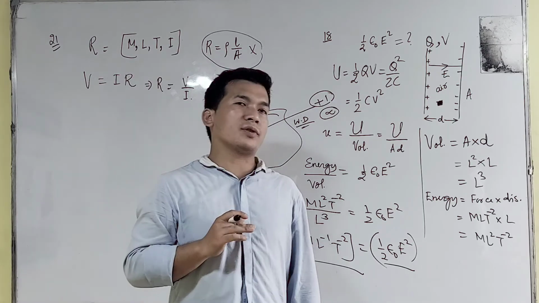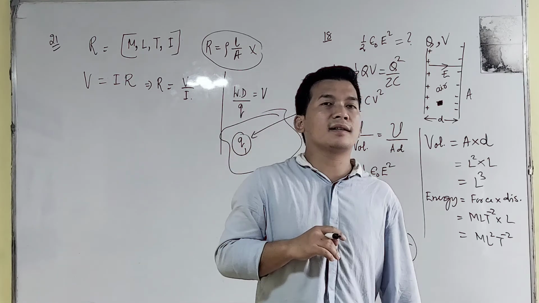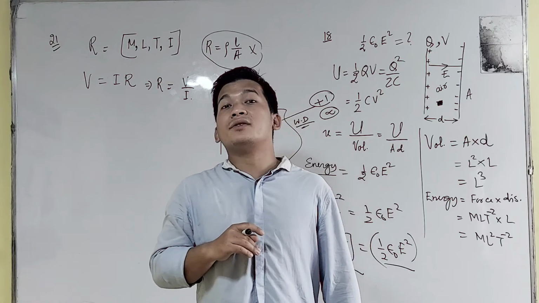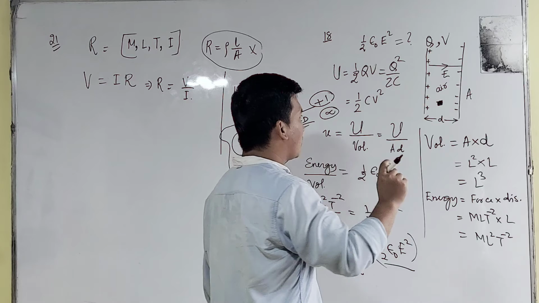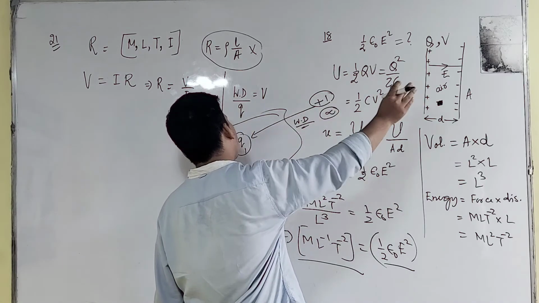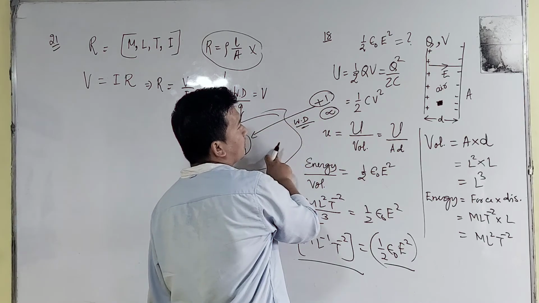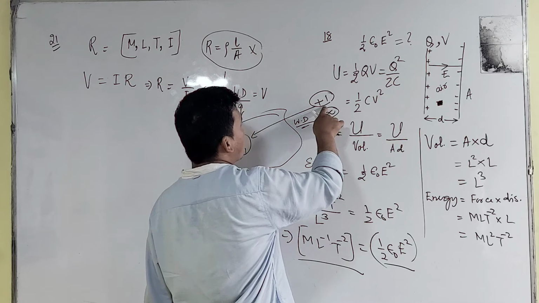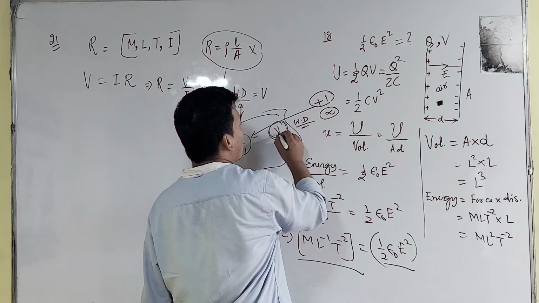For example, if one pen costs 3 rupees, then 5 pens will cost 3 into 5, just like that. The work done that is required for bringing this one coulomb of charge from very far, from infinity, to any point up to here or up to here, will now be considered as V.